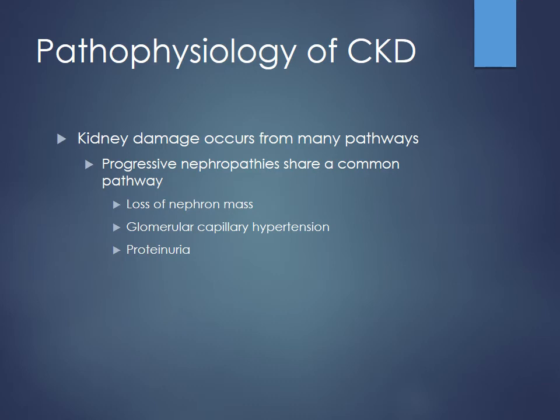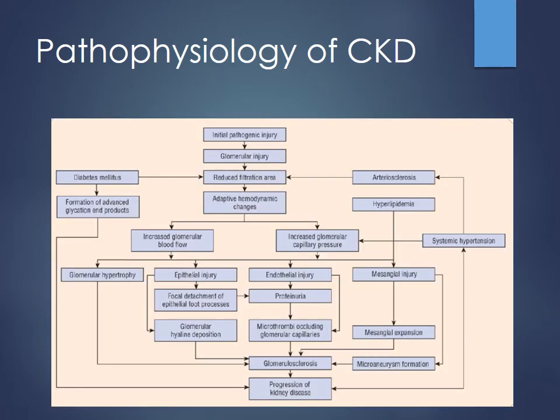So we know that the kidney damage is happening through several different pathways, and as they get more progressive, you're going to notice a common theme here where they're going to have loss of the nephron mass. So the nephron mass starts to degrade. You're going to have this glomerular capillary hypertension happening there, and then this proteinuria. Okay, so those are all things you're going to see as these patients get more progressive. You notice how a lot of this is going to be more cyclic, with things causing a positive feedback loop where one thing begets another.